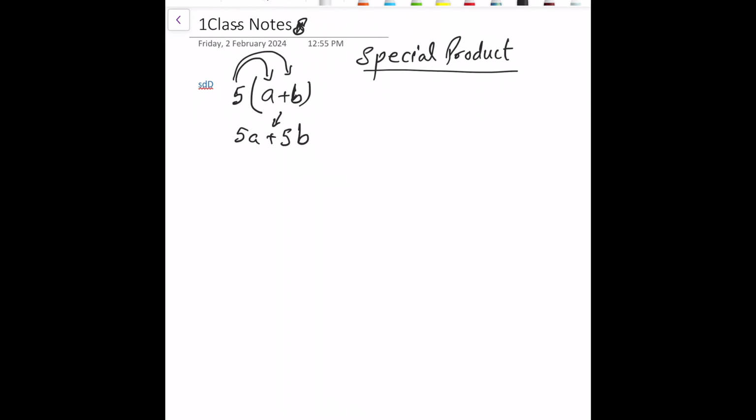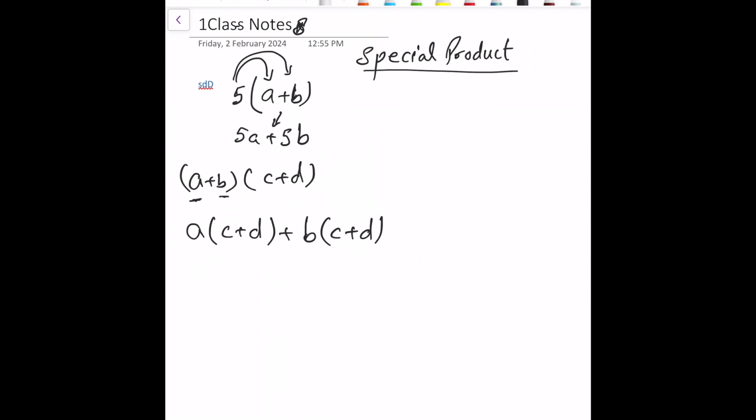Now we also learn that if we have a plus b and then c plus d, two brackets, and you want to apply this, let's take the first term a, apply it with the second bracket c plus d, and then we take plus b and apply it with the same second bracket. So this is how we explain.